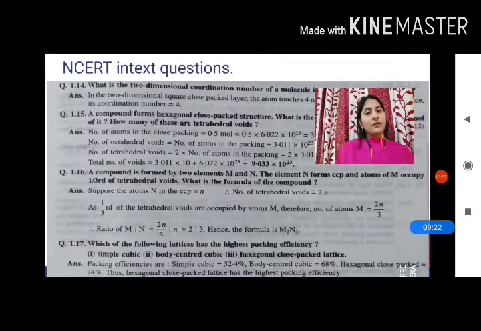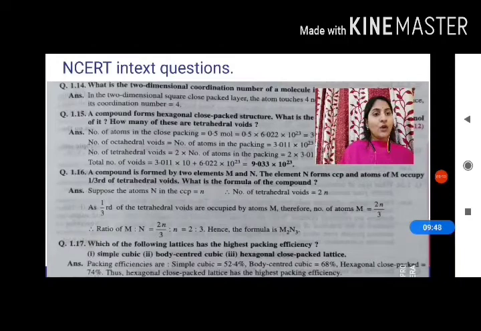Question 1.16: a compound is formed by 2 elements M and N. The element N forms CCP and the atoms of M occupy 1/3 of the tetrahedral voids. What is the formula of the compound? So here it is mentioned that element N forms the CCP, which will form the skeleton, and M occupies 1/3 of the tetrahedral voids.